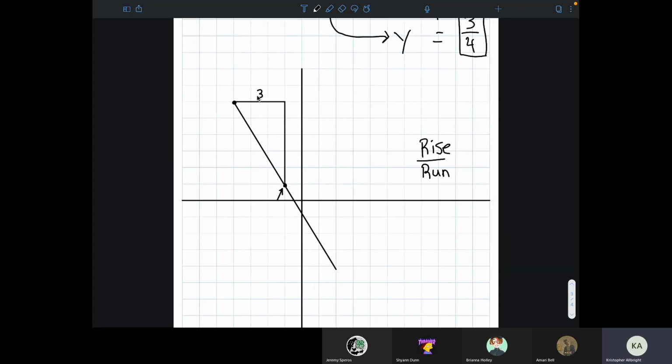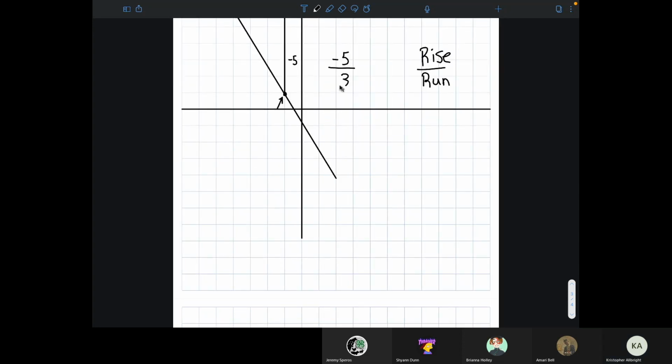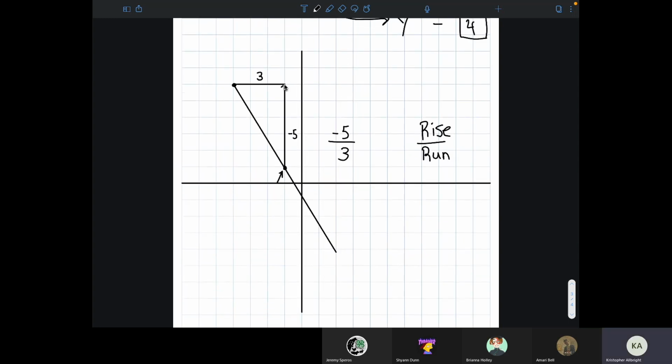So I went over 3 and down 1, 2, 3, 4, 5. So since we went down, it's negative. So our rise is now -5 because that's how far we went up and down. It doesn't always have to go up for it to be a rise. We can rise downward. And then we run 3 because that's how far left and right we went. So finding the slope when it gives you a graph is just as simple as counting like that.